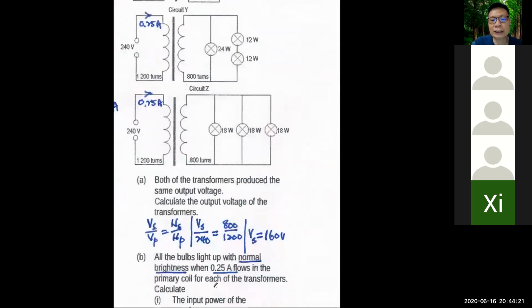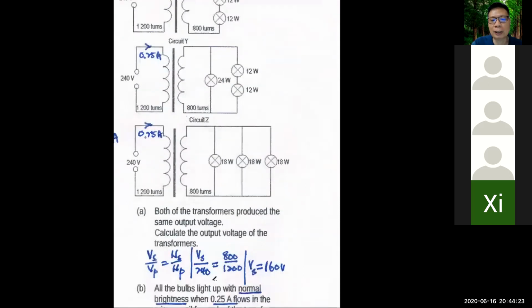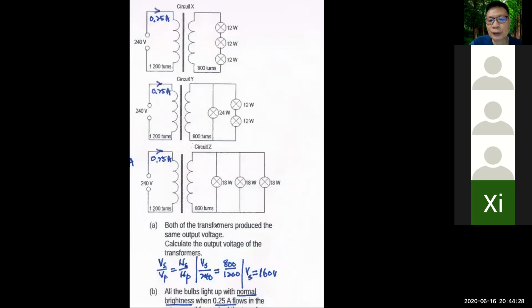Yeah, the first question they ask, simple calculation only, you see. Both transformers produce the same output voltage. Calculate the output voltage. They want you to find the output voltage here, here, and here. Same one. You know why? Because the input voltage is the same, 240, 240. Then the number of turns are all the same, 1002, 800, 1002, 800, 1000, all the same. So the voltage output here must be the same lah.